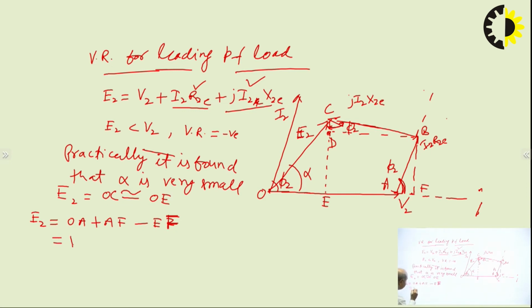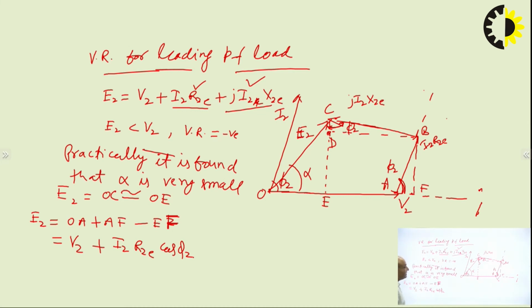What is OA? It is V2. And what is AF? We can use this right angle triangle BAF. In right angle triangle BAF we want to find AF. AF is the base of this triangle, and this is the perpendicular. So base upon hypotenuse will be cos of phi 2. It means AF will be I2 R2E cos phi 2.